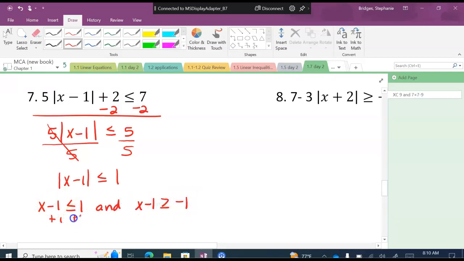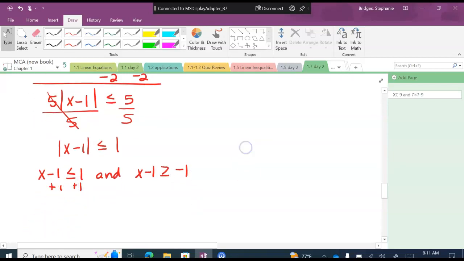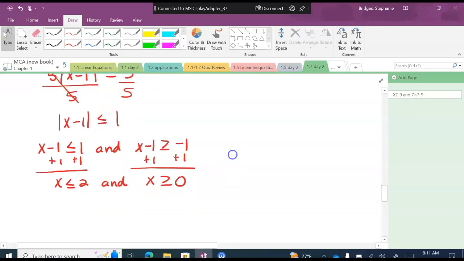So when I solve, I get x is less than or equal to 2, and, whoops, is 0 okay to have as part of my answer? Yes, 0 is a real number on the number line, so it is okay to have it as an answer. We're going to set up our graph now.